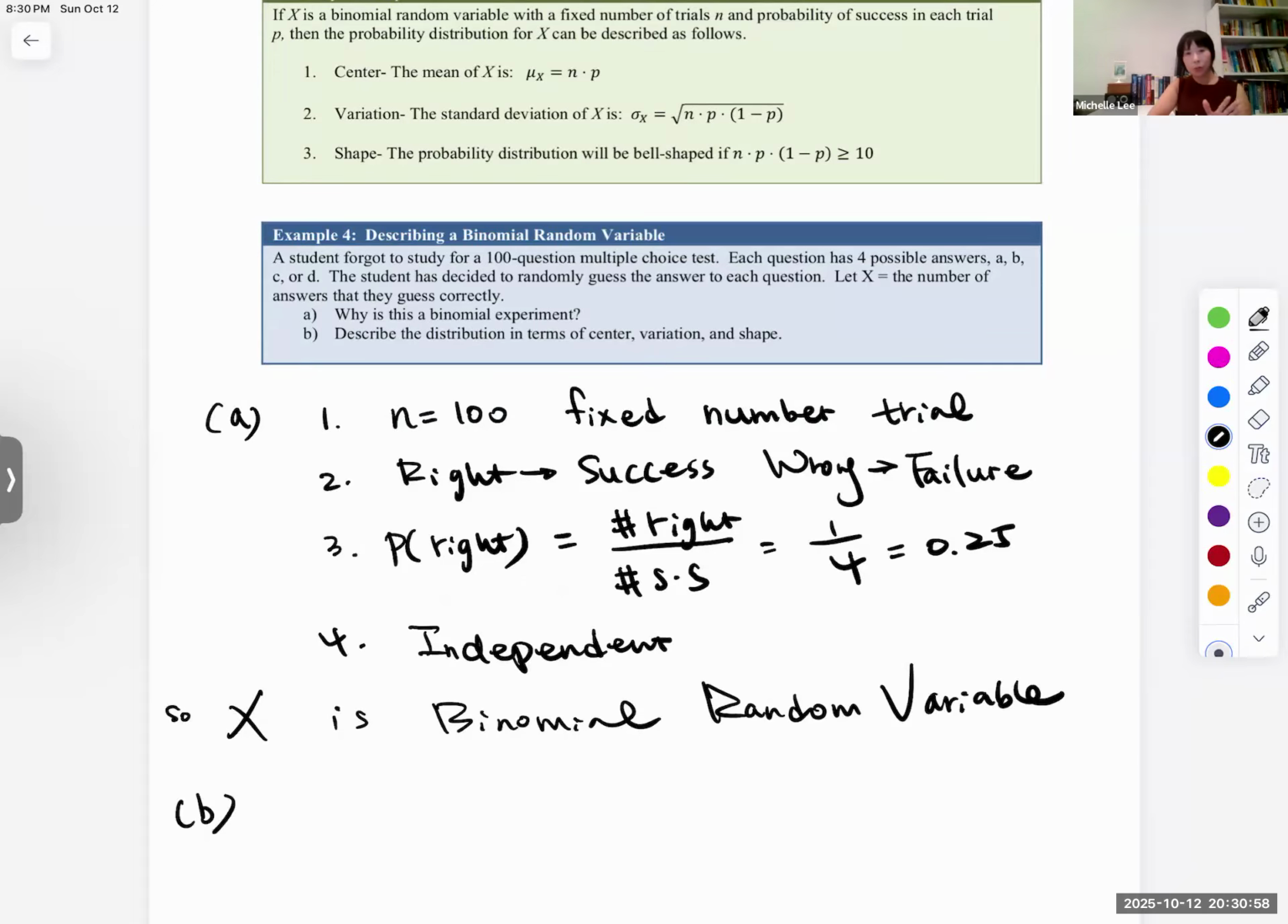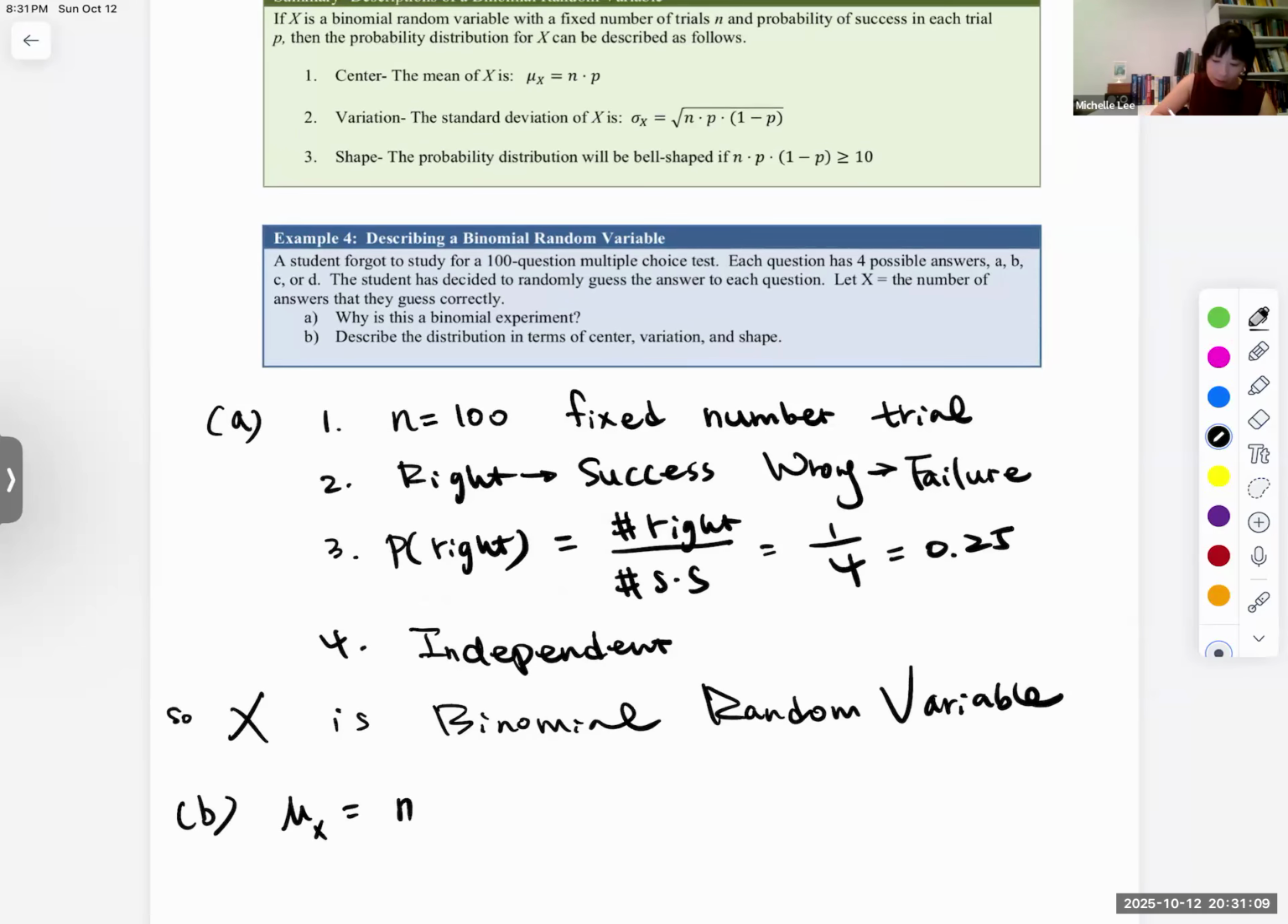Since we proved they are binomial random variables, we can use their formula, right? So mu sub x is n times p. In this case, n is 100 times p, which is 0.25. Now, can you please calculate?